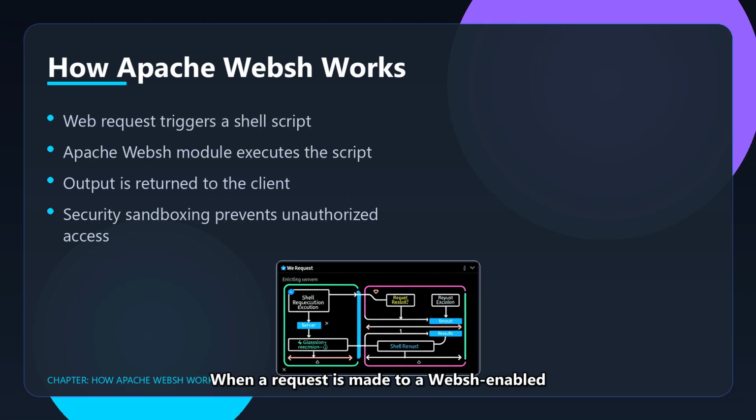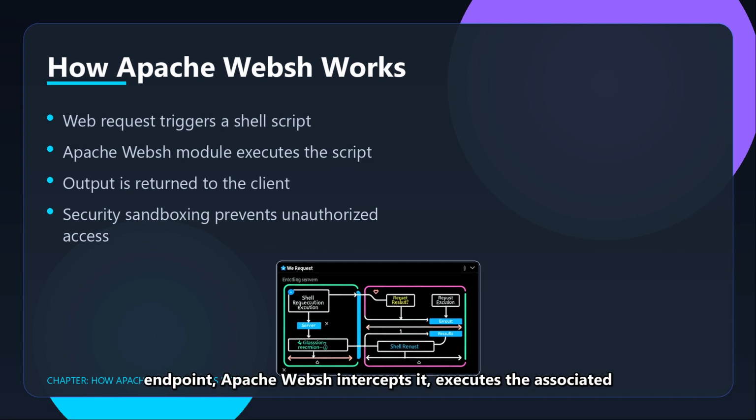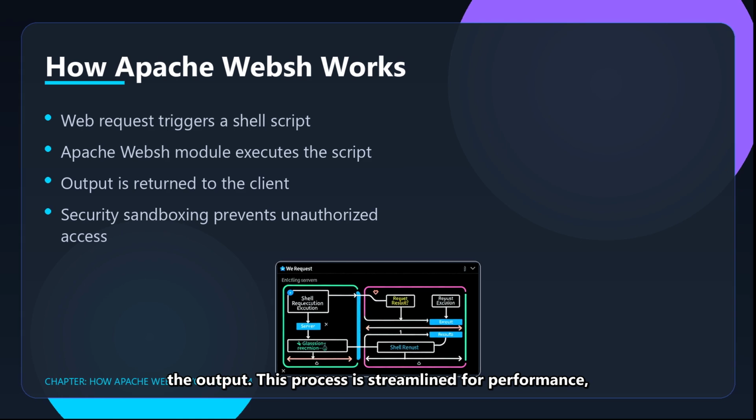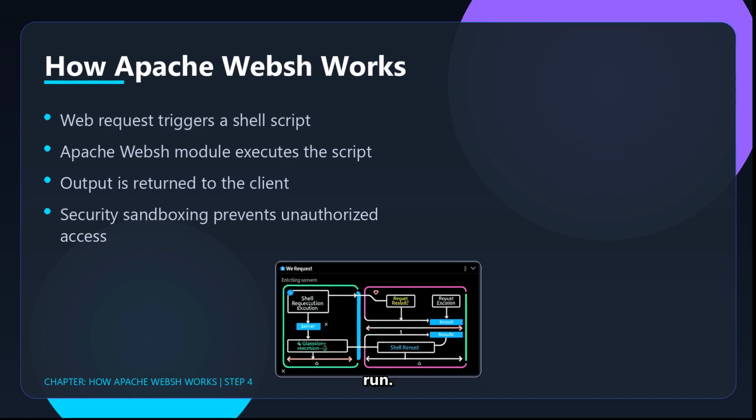When a request is made to a Websh-enabled endpoint, Apache Websh intercepts it, executes the associated shell script in a secure environment, and returns the output. This process is streamlined for performance, while sandboxing ensures that only authorized scripts can run.